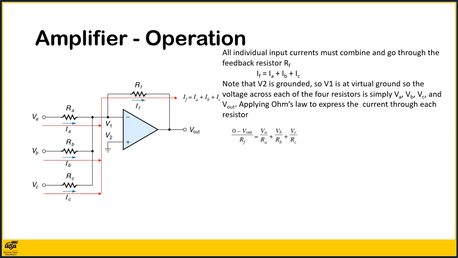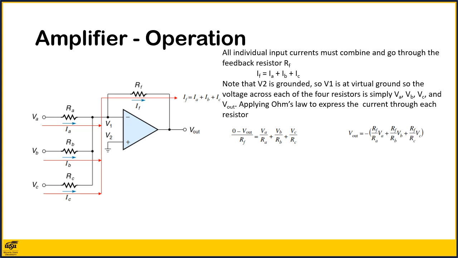Note that V2 is grounded, so V1 is at virtual ground. Therefore, the voltage across each of the four resistors is simply VA, VB, VC, and Vout. Applying Ohm's law to express the current through each resistor, we can rewrite the equation as follows. 0 minus Vout over RF equals VA over RA plus VB over RB plus VC over RC.